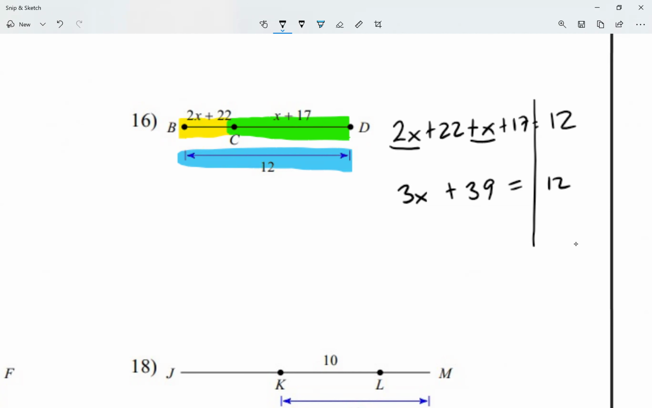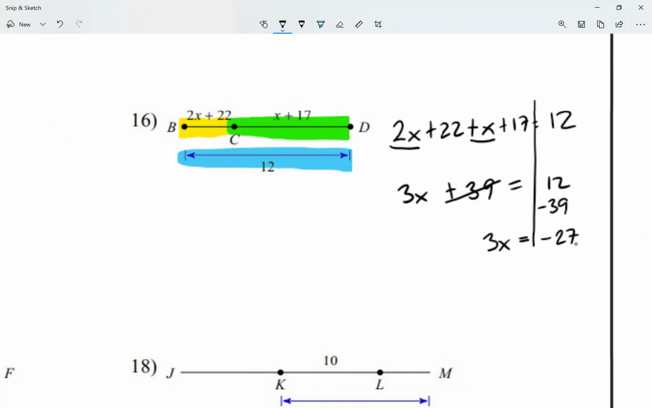I will still want to combine like terms. So everything that has an x, I'm going to move it to one side. Usually it's the left side, but not always. Just move everything to one side, and everything that does not have a letter, move it to the other side. So this plus 39, let me move it over as a minus 39. Don't forget to switch the signs. So on the left side, I have 3x. This is equal to 12 minus 39, which is negative 27.